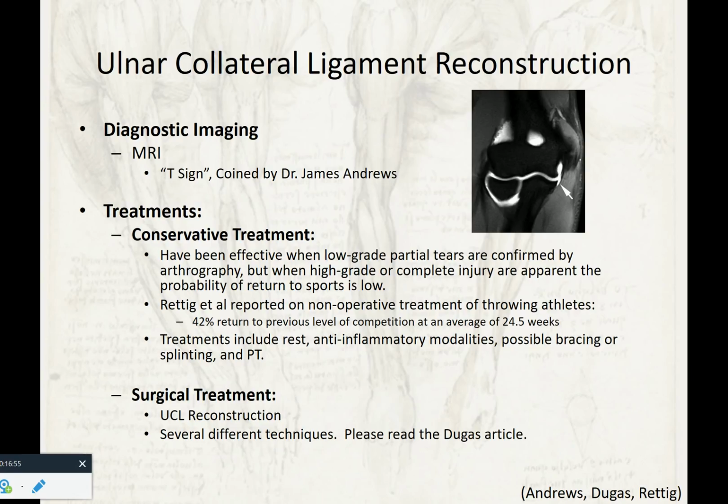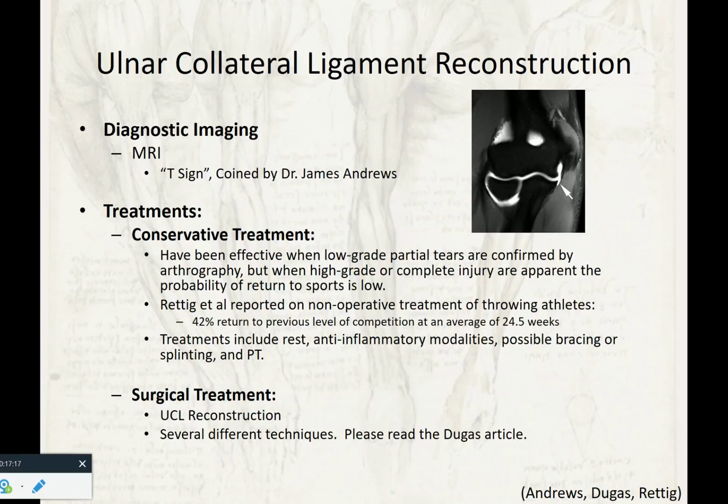So ulnar collateral ligament reconstruction, this is also known as Tommy John surgery. How do we diagnose that the UCL is even torn? Well, we have to do it through MRI, and it's usually with injected dye. So the picture on the right is an MRI with an injected dye, so we can see where inflammation is.